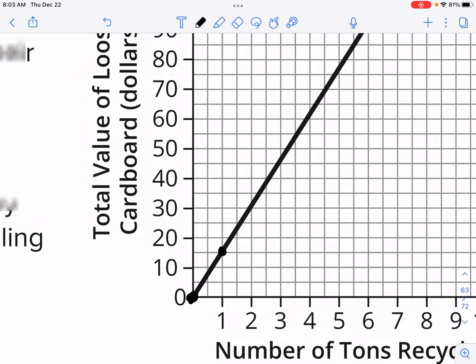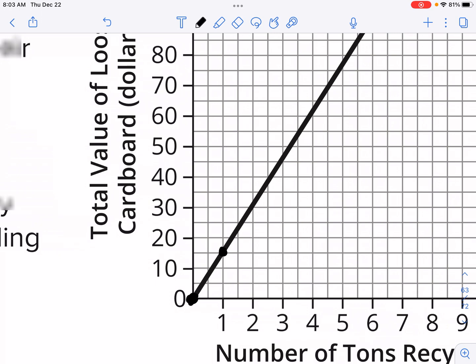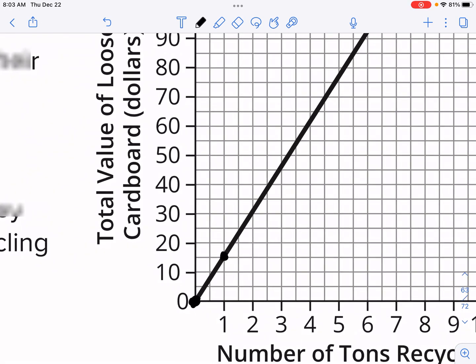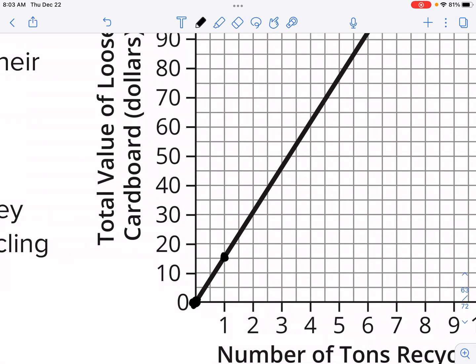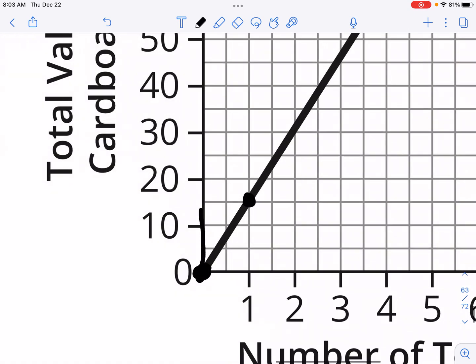Let's see, where else is a good point? Let's just pick this one. We're gonna go up and then to the right. So up, we are going up 3 squares, but each unit is going by increments of 5. So this is 5, 10, 15.